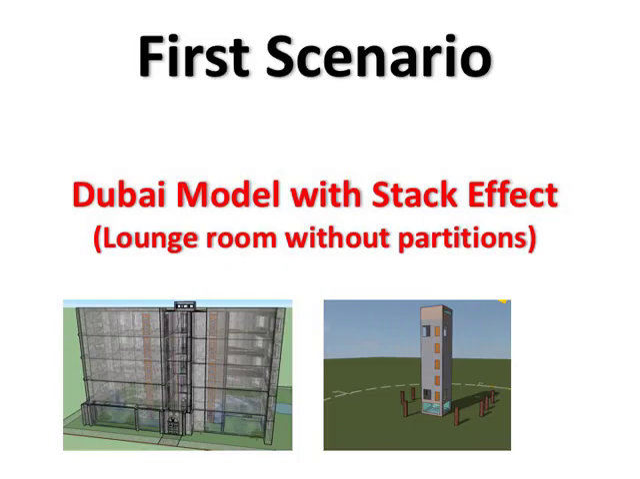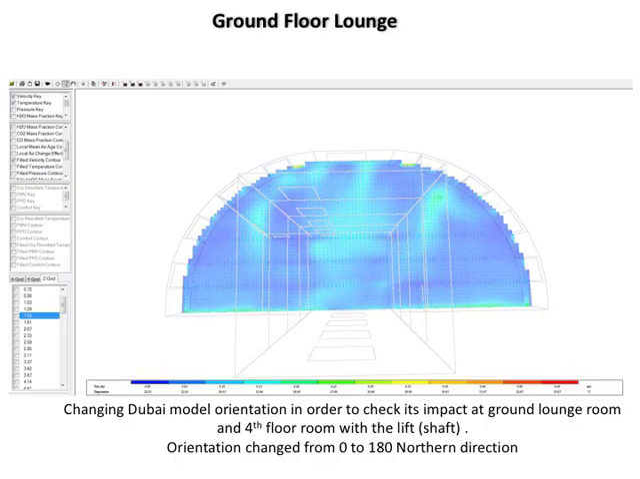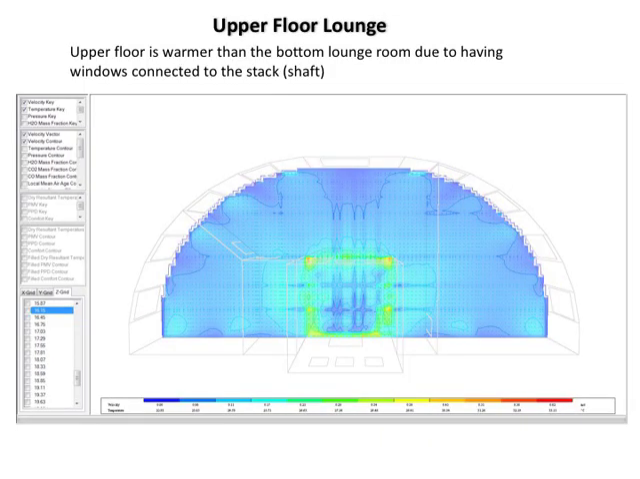First scenario, Dubai model with orientation, without lounge room partitions. The effect is barely noticed due to the small size of the opening between the shaft and the room. This shows that the hot air is moving towards the top of the shaft and that the cold air goes down again. The upper floor is warmer than the bottom lounge room due to having windows connected to the stack shaft.